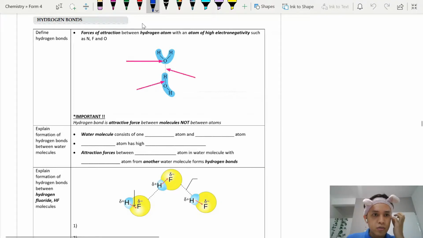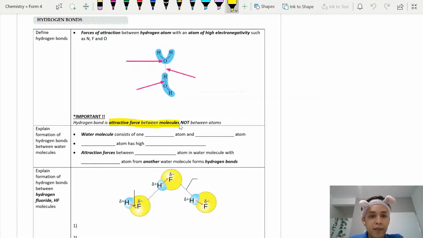Alright, hello everyone. Today we are going to go into another part of your bonding, which is the hydrogen bonds. Previously I already completed everything about ionic bonds and also the covalent bonds. So today we are going to go into another type of bonding. Hydrogen bonds. The first thing that I need to stress about hydrogen bonds is that this type of bonding is actually a type of attractive force between molecules.